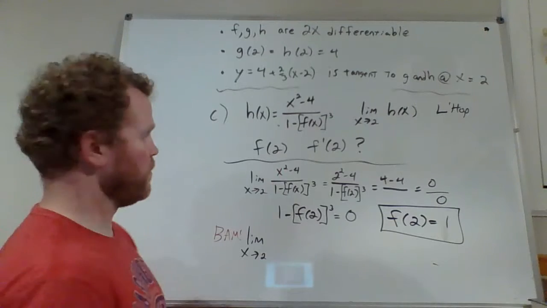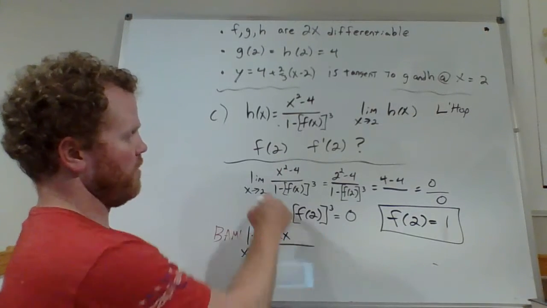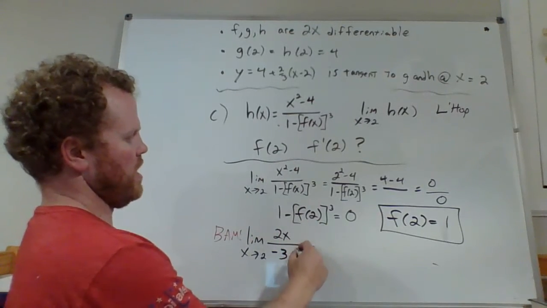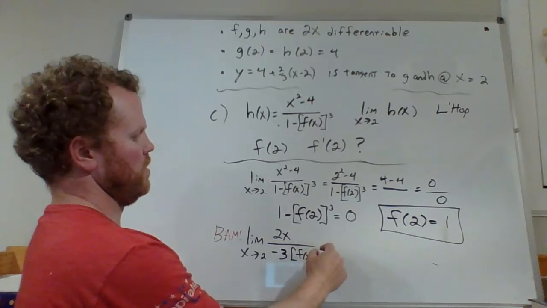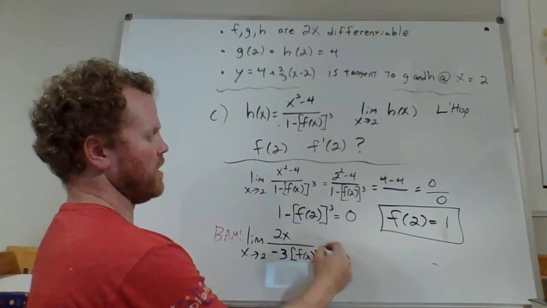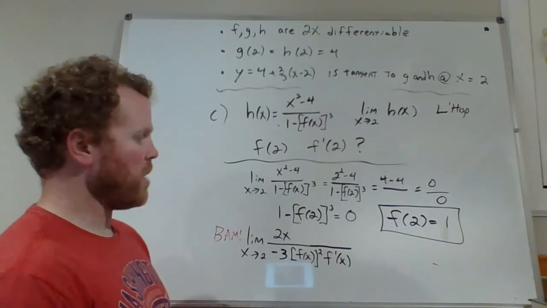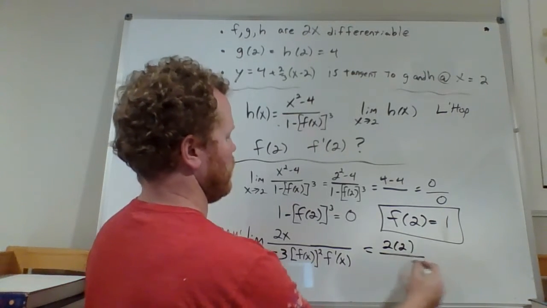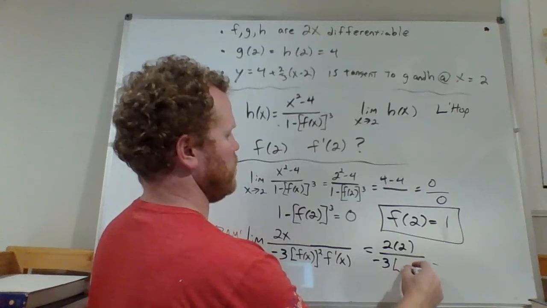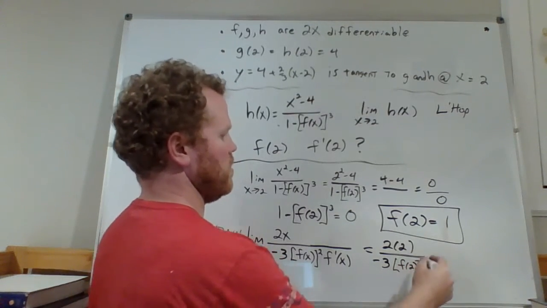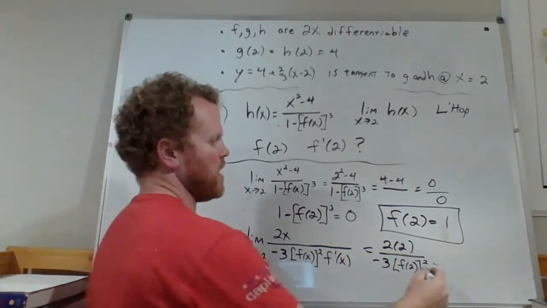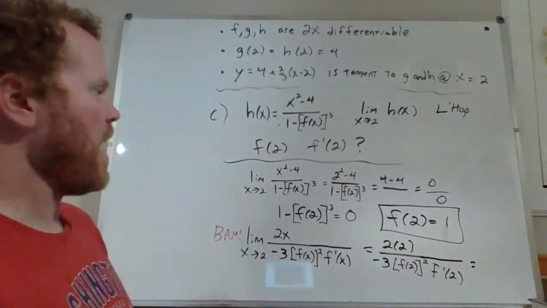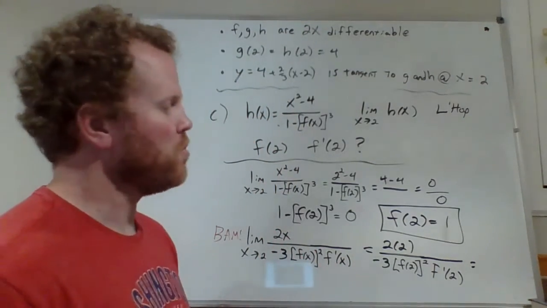The derivative of x squared minus 4 is 2x. The derivative of 1 is nothing. Don't forget this negative. But this 3 is going to come down. Negative 3 times f of x squared, times f prime of x back inside. So now we can just plug in 2, and we should be okay. So you get 2 times 2 over negative 3 times f of 2, which we just found 2 seconds ago, was equal to 1, times f prime of 2. Which is the other thing they asked you to find, which is what is f prime of 2.